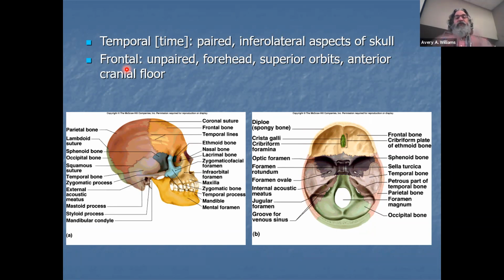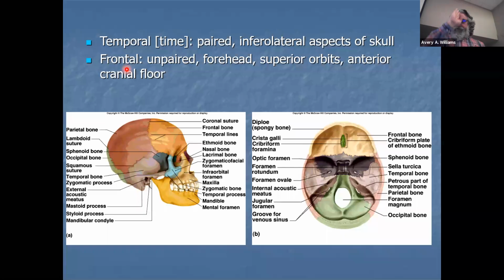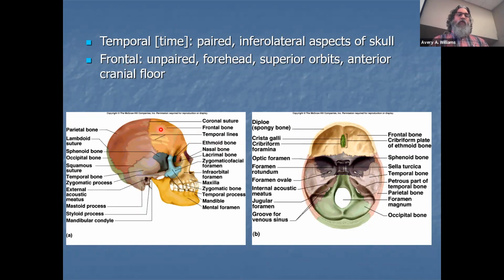Anyway, humans, when they're forming their frontal bone, you have two, but they fuse at the midline. So when you're a fully formed adult, you have one normally, and then it fuses, and you just have one frontal bone. That's your forehead bone. It doesn't just form your forehead. It also forms the superior orbits, the top parts of your eye sockets. See that right there? It's the top part of your eye sockets. And the anterior cranial floor.